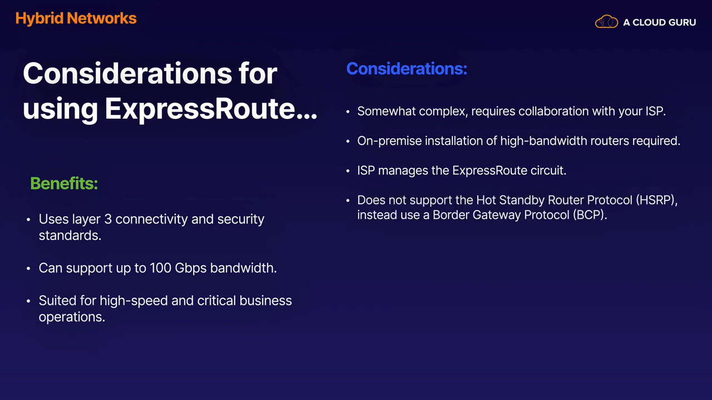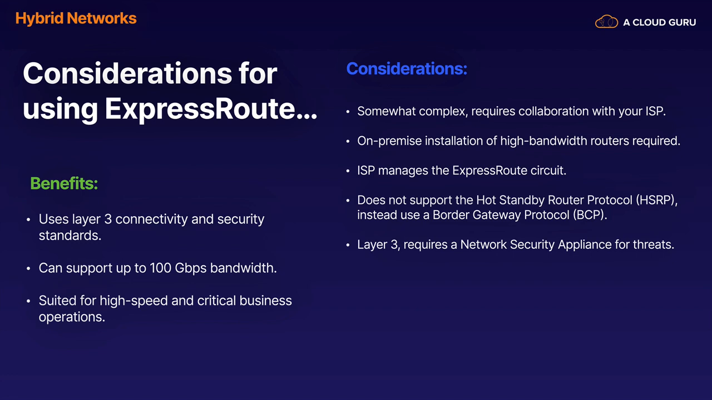ExpressRoute does not support HSRP, Hot Standby Router Protocol. Generally it isn't used for Azure at all, in my experience. You're going to be using Border Gateway Protocol. Border Gateway is most commonly used for VPNs as well. So remember, if you happen to run into this in the exam, and if you see ExpressRoute and Border Gateway Protocol in the same section, then make sure that you eliminate HSRP as an option. ExpressRoute does not use it.